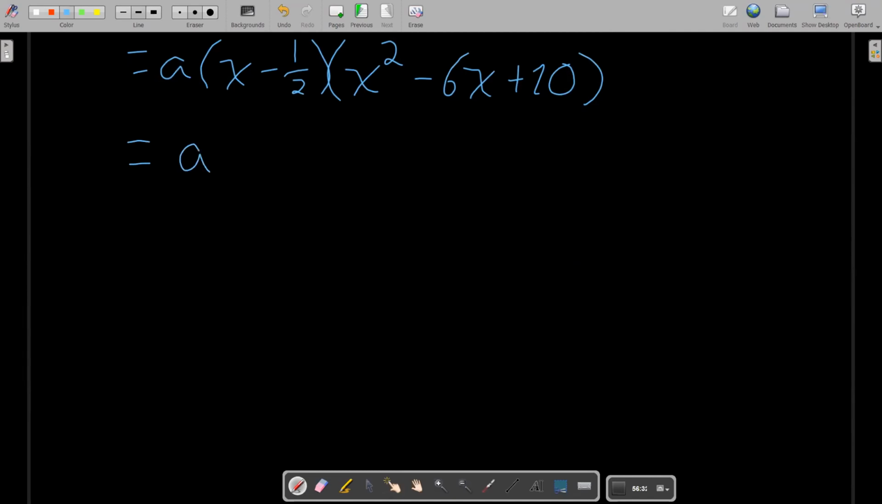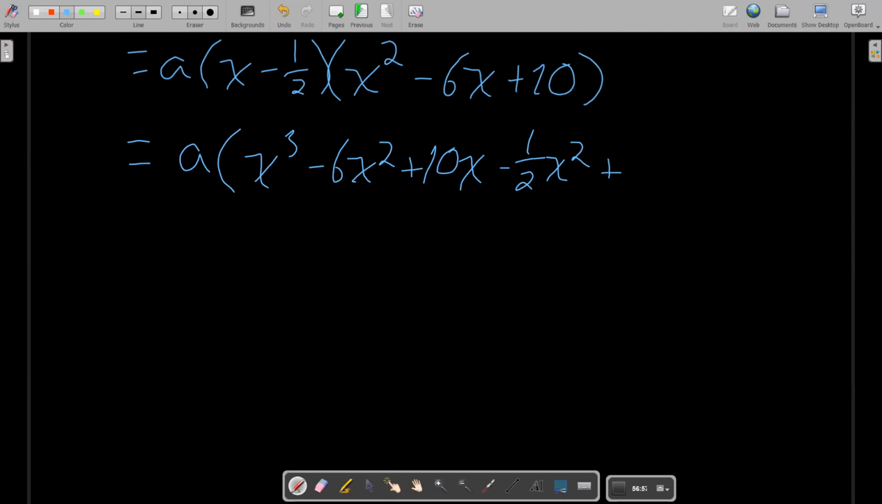So we're going to distribute this x through the trinomial here. So we're going to have x cubed minus 6x squared plus 10x, and then minus 1/2 x squared plus 3x, and then minus 5. Okay, can we combine any like terms here?